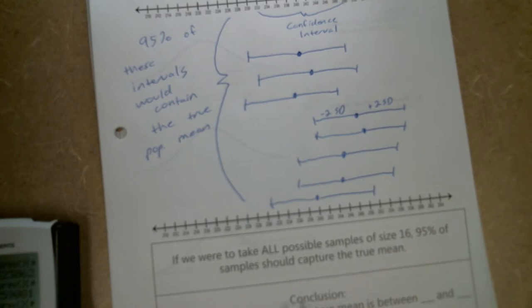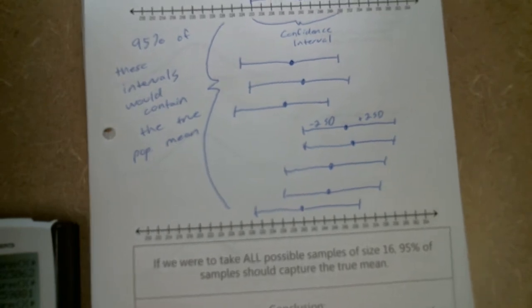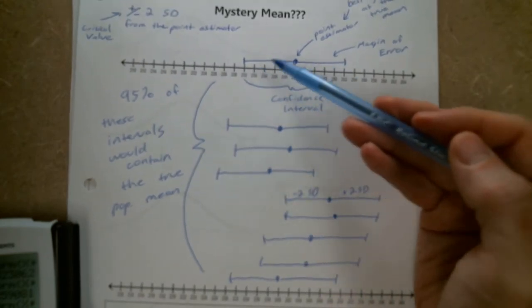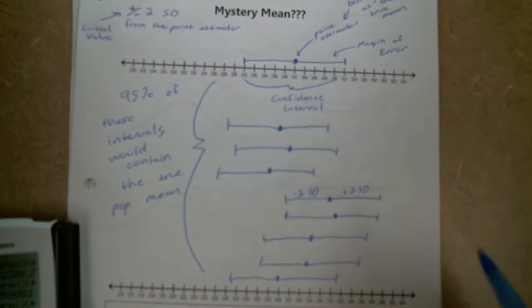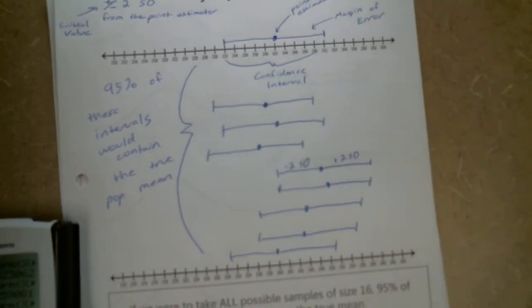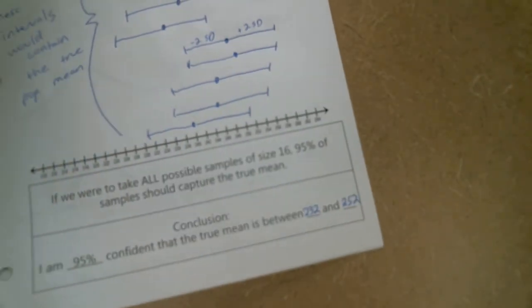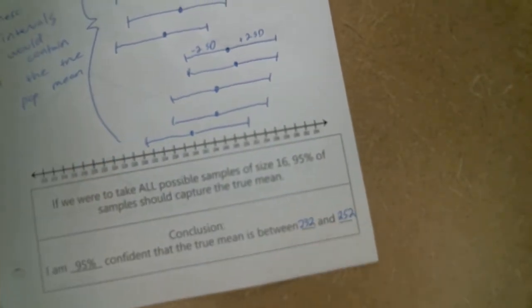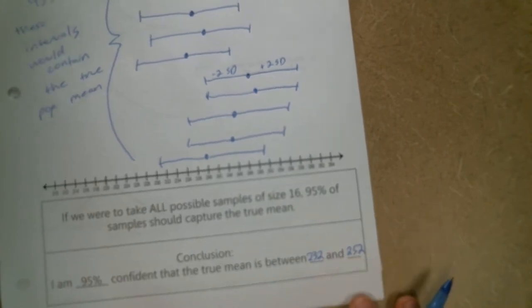So the conclusion that we usually write is, I'm 95% confident the true mean is between, and I'm just going to use this first one here, so the first one we did was 232 and 252. That's usually the sentence that we will write when creating these: we're so-and-so confident it's between this value and this value.